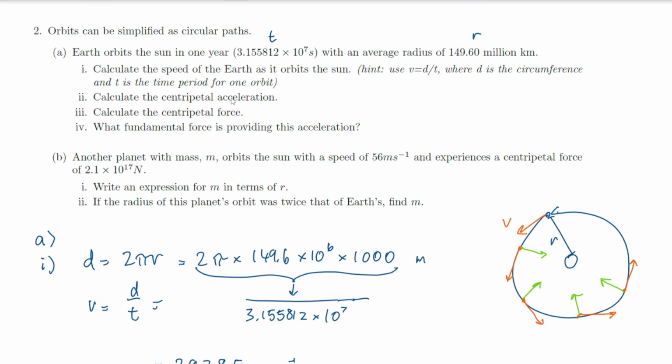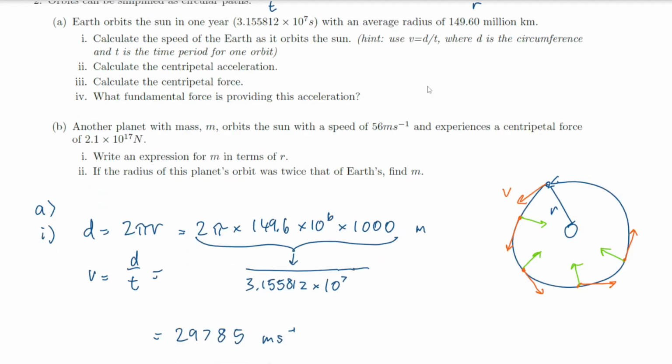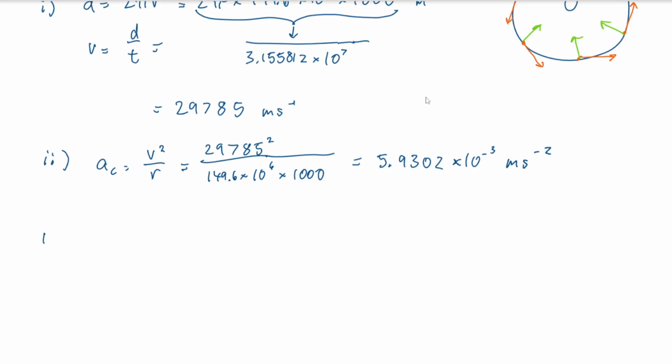Now what's next? Calculate the centripetal force. I just realized we're missing a bit of information, aren't we? I'll update it on your question, but what are we missing? We are missing mass, because we know centripetal force is equal to mass times centripetal acceleration. So I'll put that in right now.